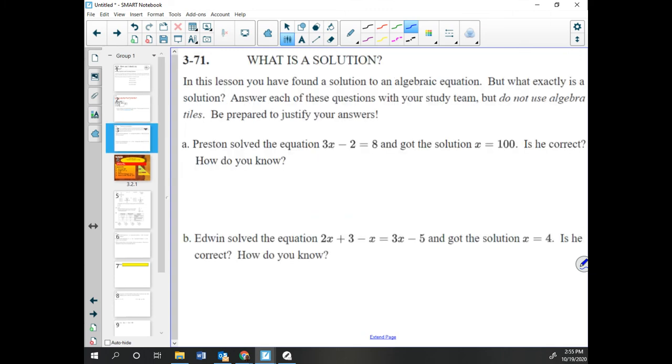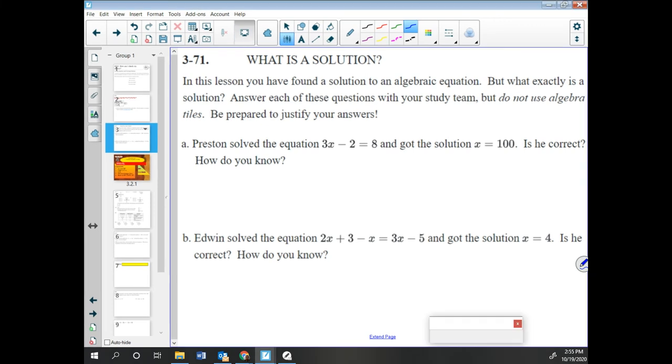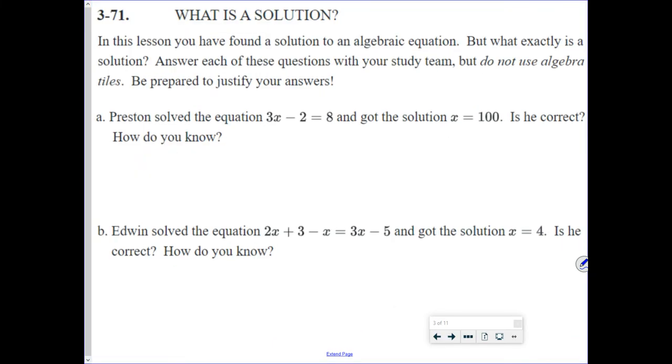Here's what you're going to do now. Problem 371, you're going to do this. We're going to start it and you're going to finish it for quote unquote homework. This has to be done tomorrow when you come to class, please, okay? 371, what is the solution? In this lesson, you have found a solution to an algebraic equation. We just did it. But what exactly is a solution? Answer each of the questions with your team, study team, but don't use algebra tiles. Be prepared to justify your answer.